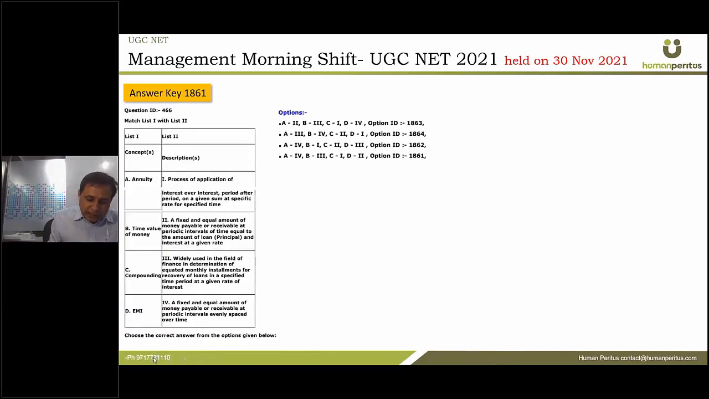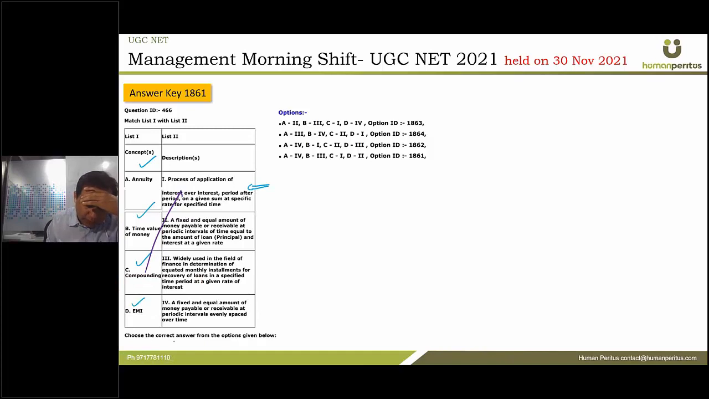Okay. Next one is from the chapter of time value of money, which is FM, and again annuity, time value of money, compounding, EMI. Again pretty simple, guys. Let's look at them one by one. Process of application of interest over interest, period after period on a given specific period. I hope everybody knows the definition of compound interest, the process of application of interest on interest. So C will definitely go with the 1.